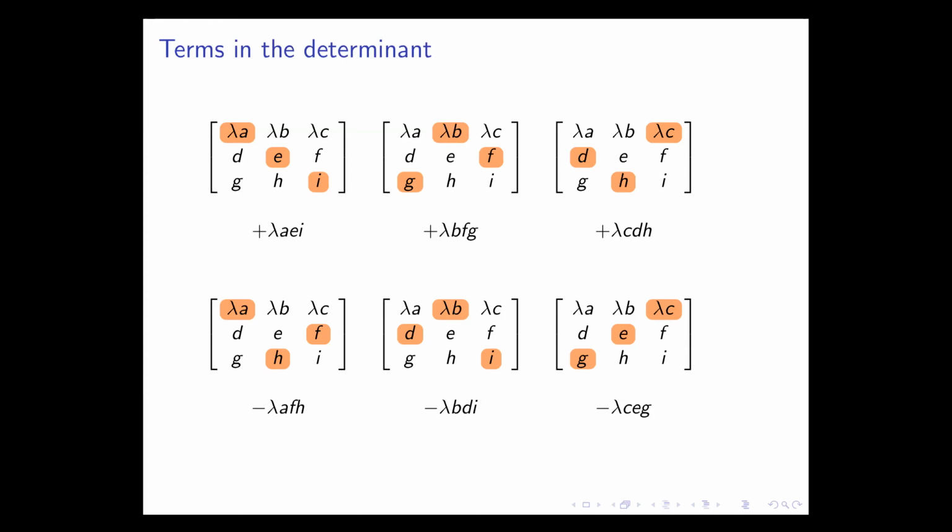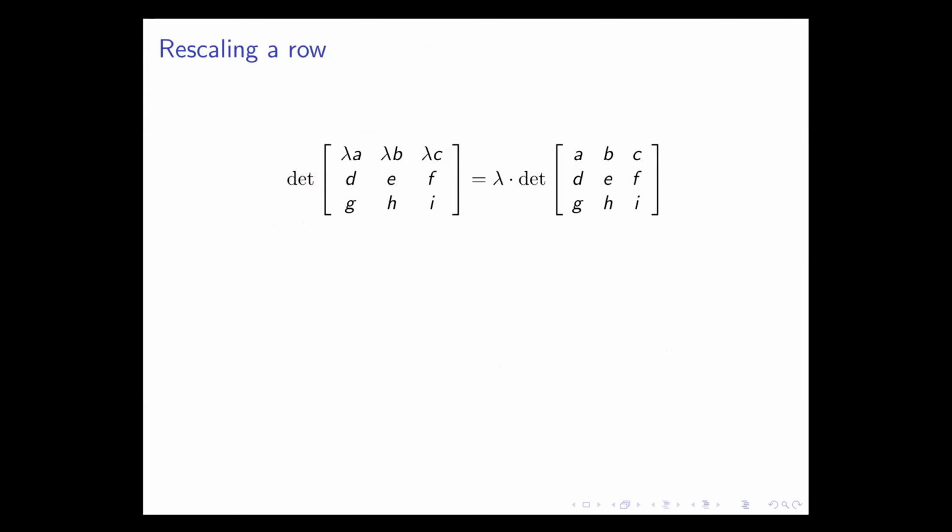Okay. So this is the illustration for the exercise that we had. I believe the slides here have been altered. I'm going to change it in the handout. But yes, if you multiply the first row by lambda, then the determinant scales by a factor of lambda. So that's what happens when you rescale a row.